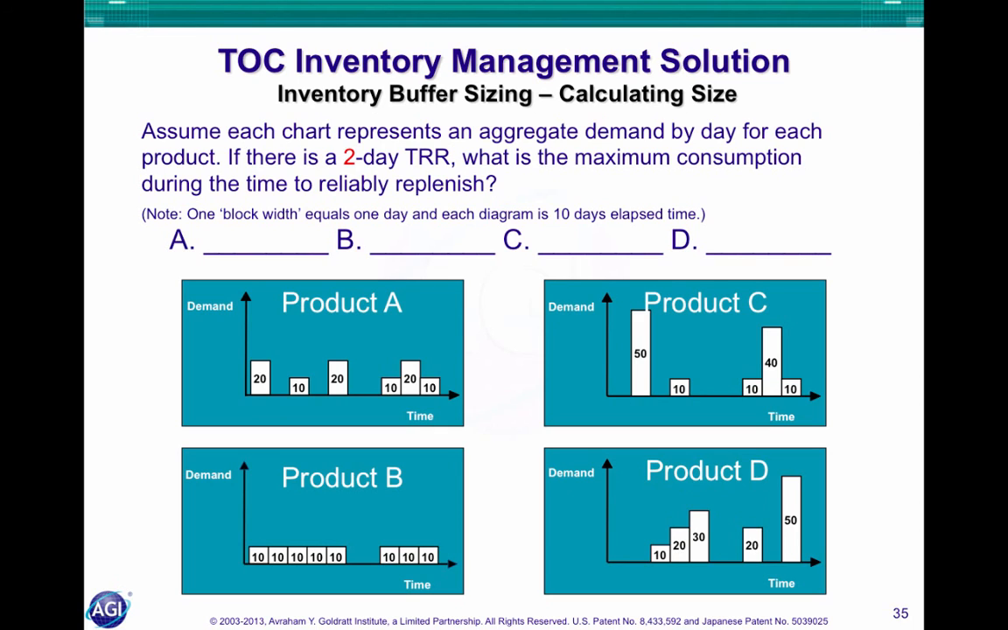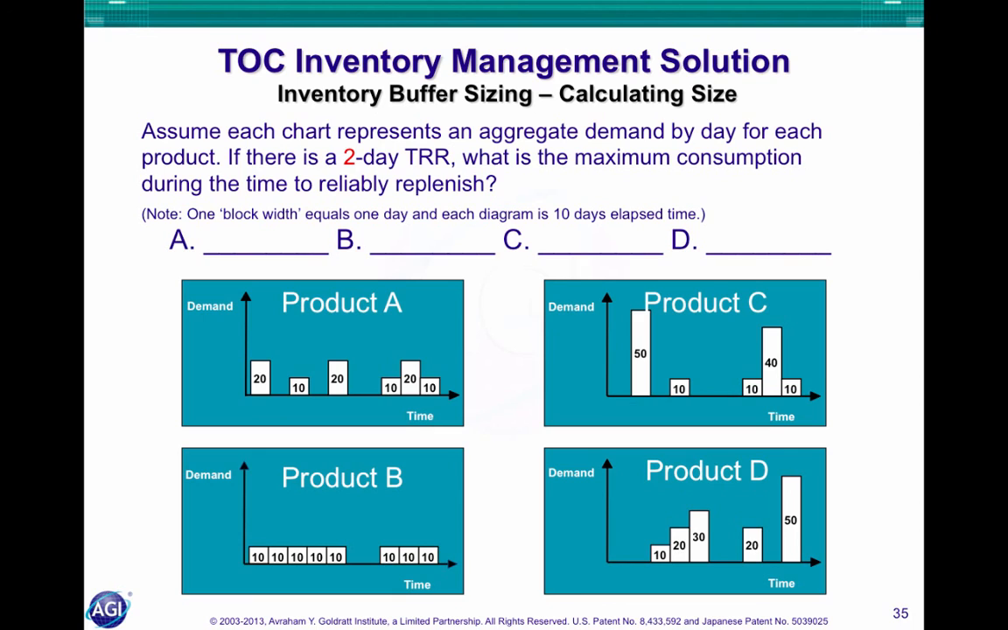For product C, a 3-day TRR gave us a buffer size upper limit of 60, and a 2-day TRR gives us an upper limit of 50, which is a 17% reduction. And for product D, the 3-day TRR gave us a buffer size upper limit of 70, a 2-day TRR gives us an upper limit of 50, which is a 28% reduction.